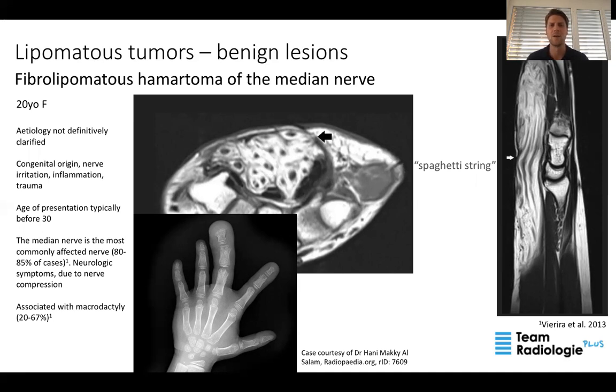As I already said, the median nerve is the most commonly affected nerve. Patients usually present with symptoms of nerve compression or even with carpal tunnel syndrome. And in some cases, like you can see on this image from the literature, the fibrolipomatous hamartoma of the median nerve can be accompanied or associated with macrodactyly.